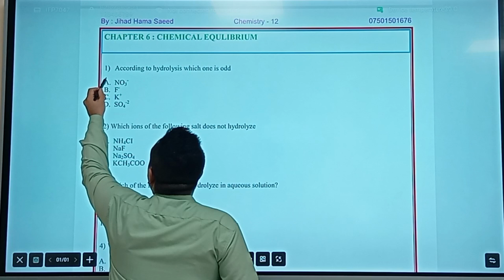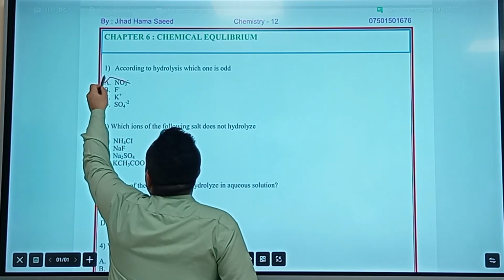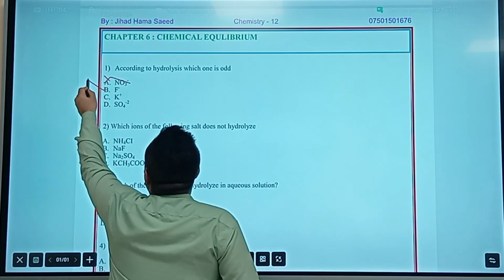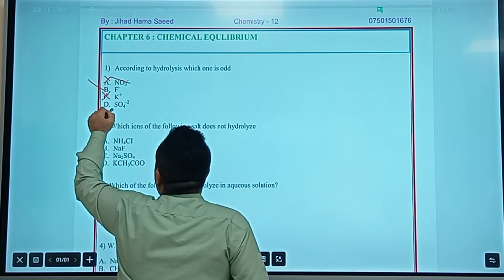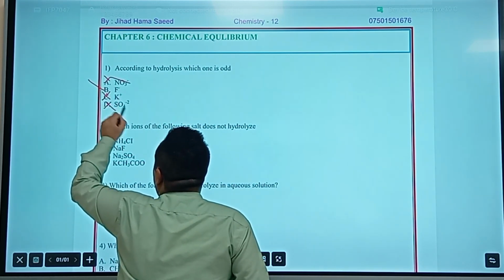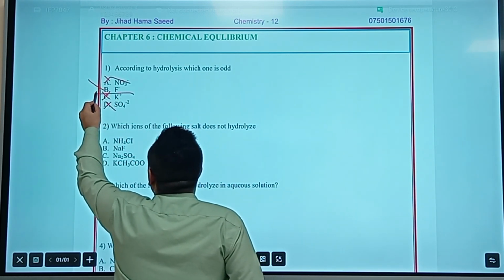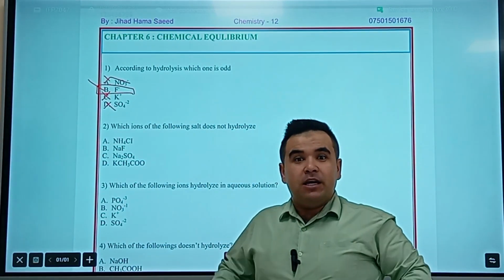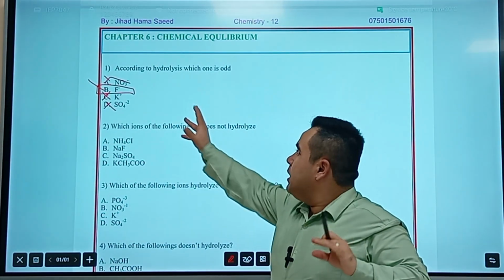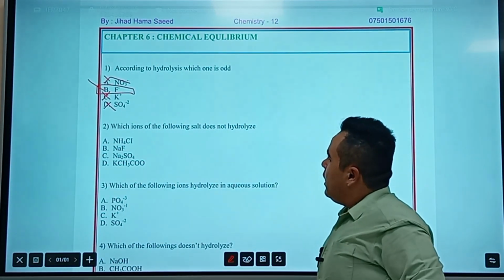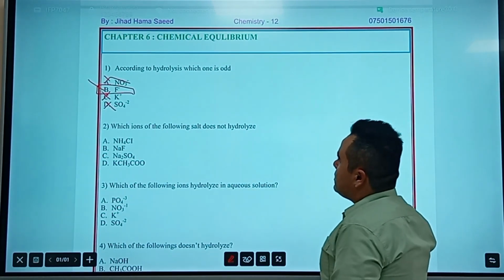NO3 negative does not undergo hydrolysis. F negative undergoes hydrolysis. K positive does not undergo hydrolysis. SO4 negative does not undergo hydrolysis. So it means B is the odd one. Why B? The only ion which undergoes hydrolysis is B.